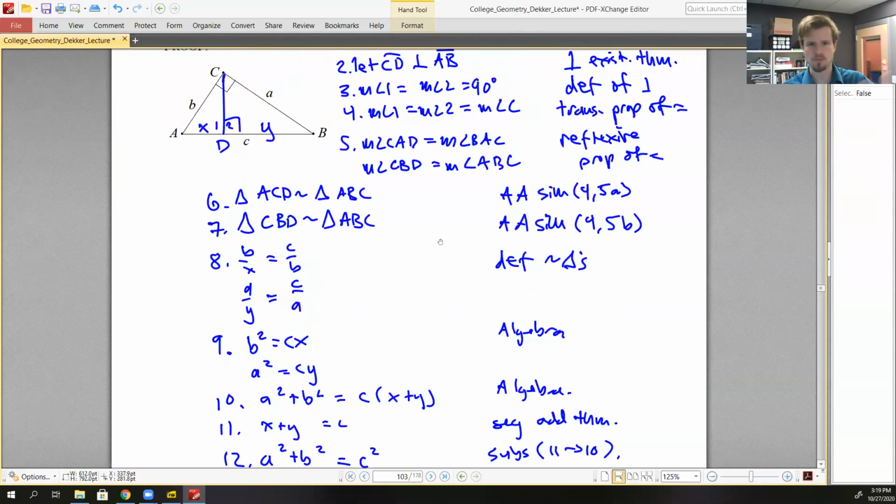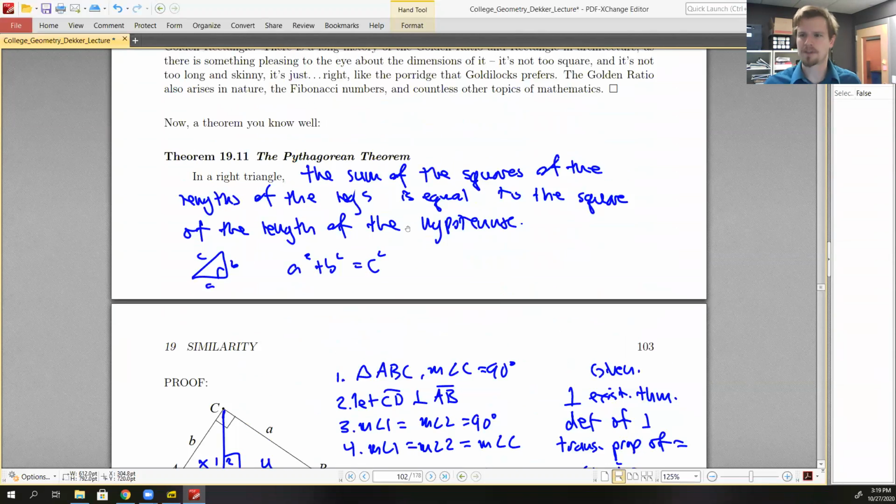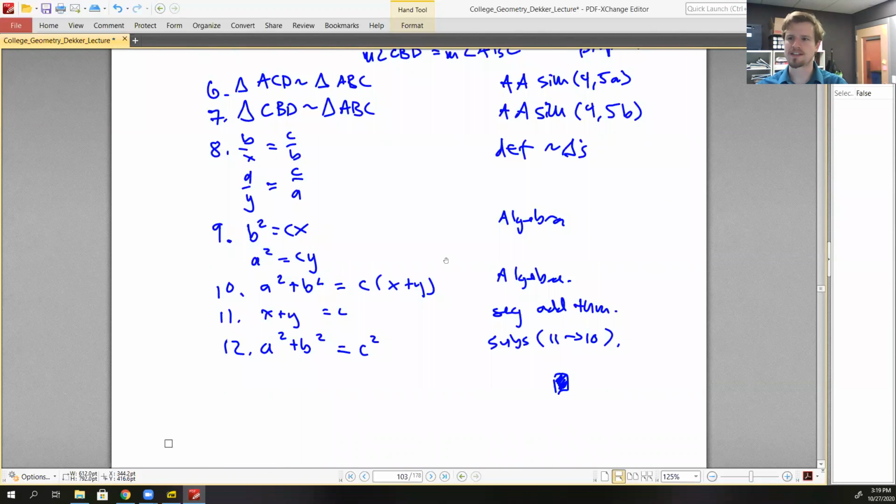Awesome. So we've seen the Pythagorean theorem, and we've proven it using the tools that we have seen now in this section.